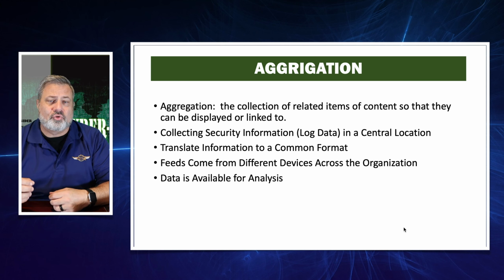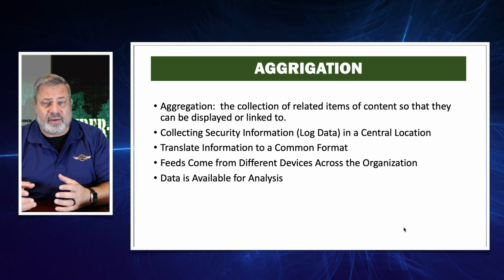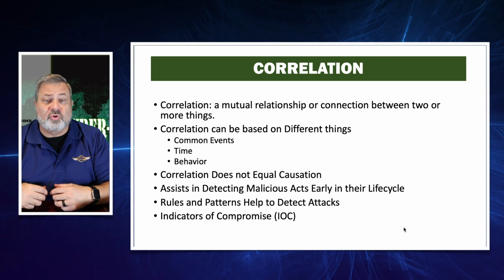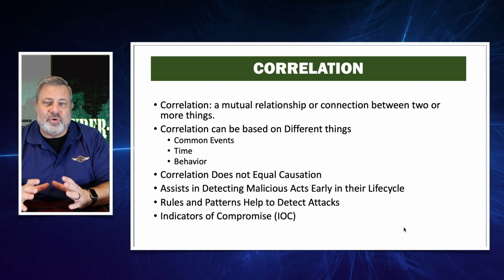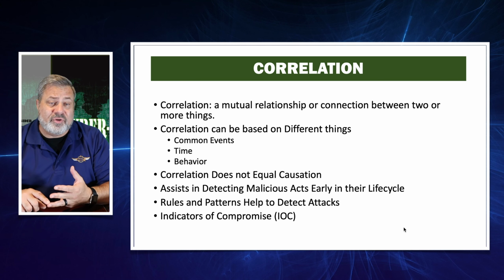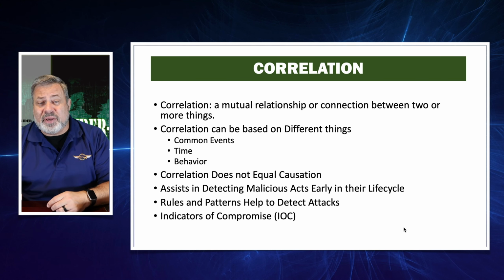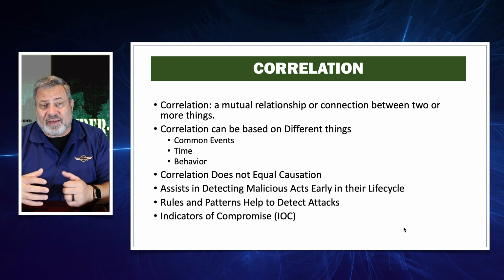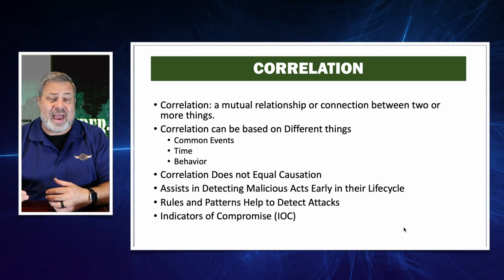A SIEM tool translates information into a common format, so feeds that come from different devices across the organization can be available for analysis. The tool will also perform correlation. A mutual relationship or connection between two or more things is what we refer to as correlation. Correlation can be based on a number of things: common events that happen, the time that something happens, or a certain behavior or specific pattern of behaviors. Be aware that correlation does not necessarily equal causation. Just because things correlate isn't necessarily why a specific thing happens.